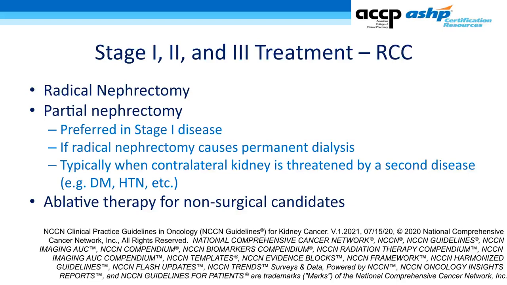We will relatively quickly go through the treatment of stage 1, 2, and 3 renal cell carcinoma because there's not a big role for drug therapy. Radical nephrectomy is the mainstay of therapy. You remove the kidney. For some stage 1 disease or some patients due to medical conditions, a partial nephrectomy may be tried, or ablative therapy for patients who are just not candidates for any surgery whatsoever.